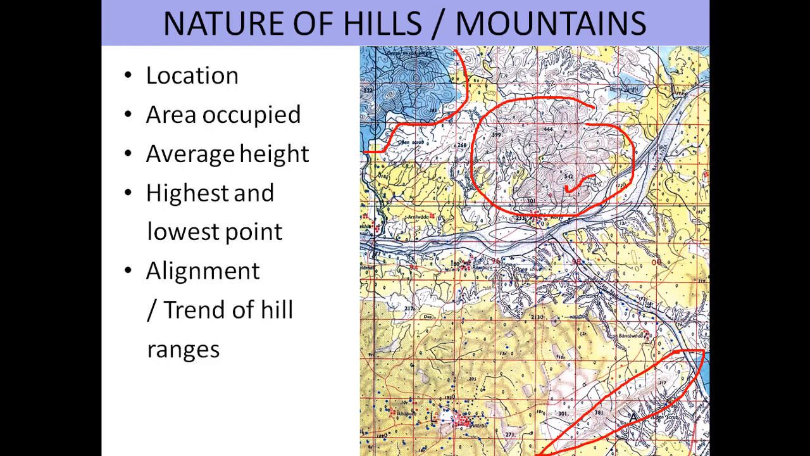As you can see, one can identify the highest and lowest point on this map extract. 542 meters is the highest point. The lowest point recorded here is 188 meters from mean sea level. Alignment of the hill: as you can see, the alignment of this hill is northeast to southwest direction. In this manner, we can interpret the nature of the hills or the mountains on a topographical map.